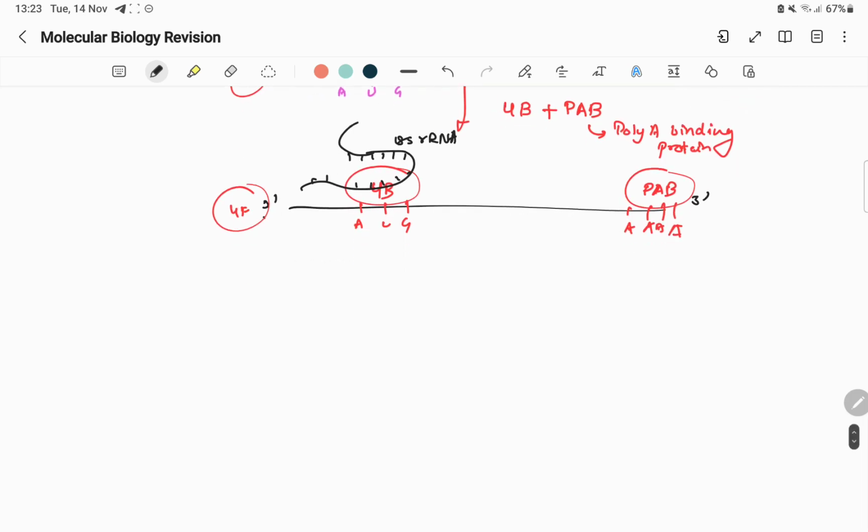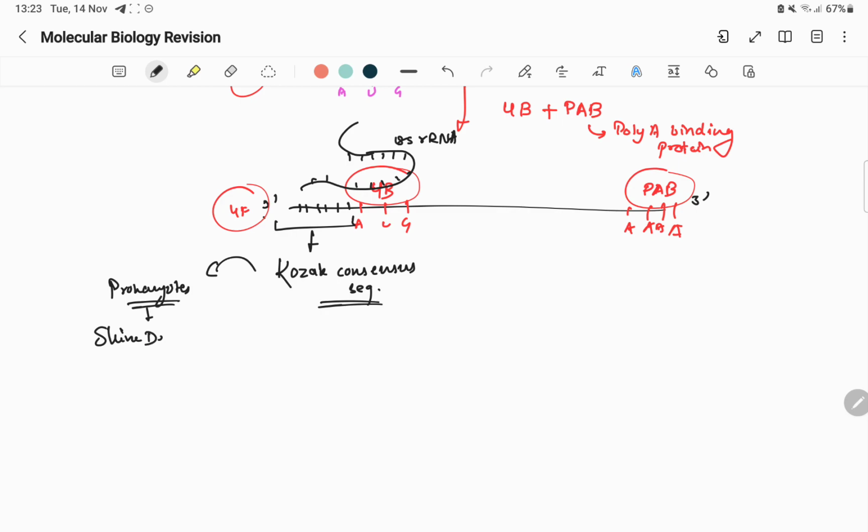rRNA transcript, and this region, to be specific, this coding region is called a Kozak consensus sequence. In prokaryotes, it is analogous to your Shine-Dalgarno sequence. Okay, understood.